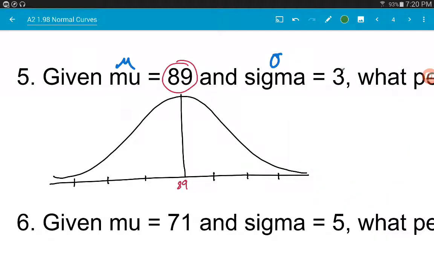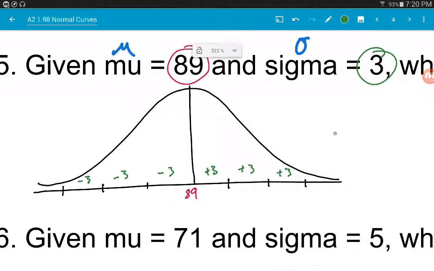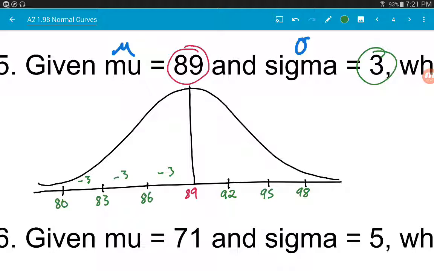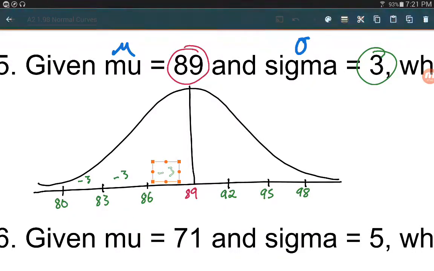Now here's what I do. I take sigma, the standard deviation, and I'm going to add 3, add 3, add 3 to go to the right. I'm going to do minus 3, minus 3, minus 3 to go to the left. I'm making a number line, and all I'm doing is counting up and down by sigma. So plus 3 gets me 92. Plus 3 gets me 95. Plus 3 gets me 98. And as I go to the left, minus 3 is 86, minus 3 is 83, minus 3 is 80.